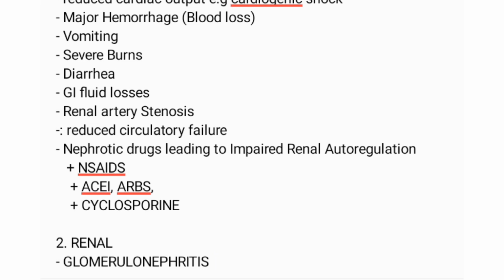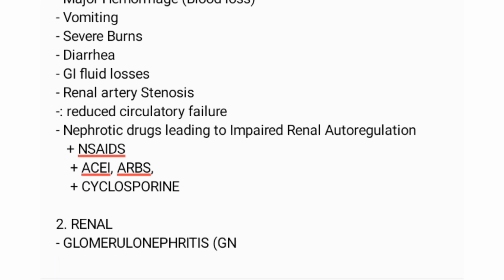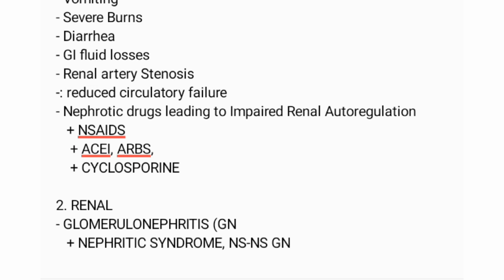Then apart from the glomerulonephritis, the GN condition, under the GN we gave examples to say you can have nephrotic syndrome, then you can have nephritic glomerulonephritis. Okay, those are some of the things.